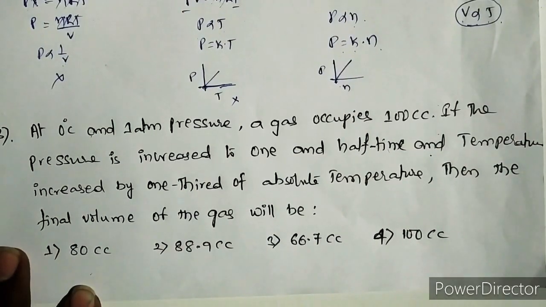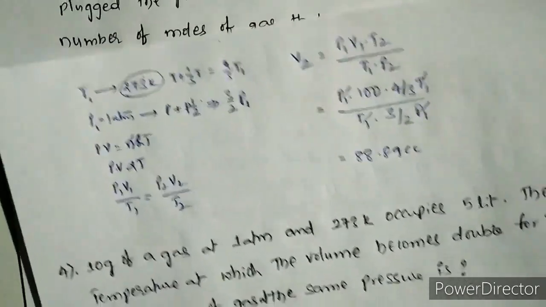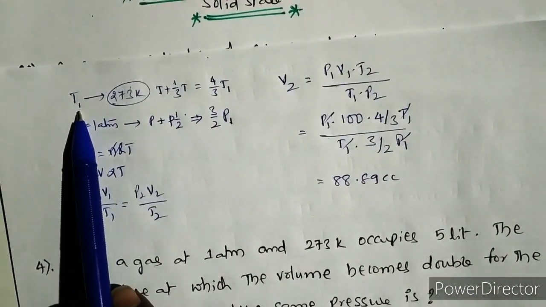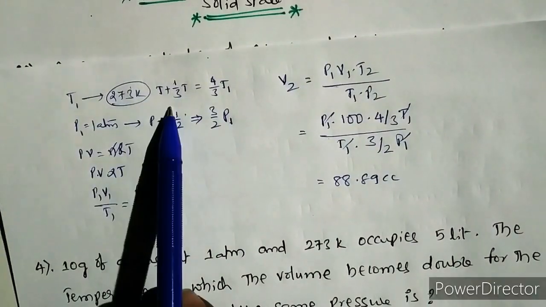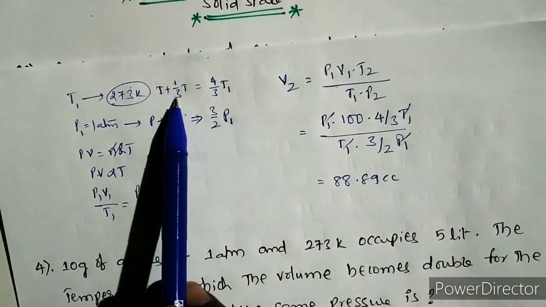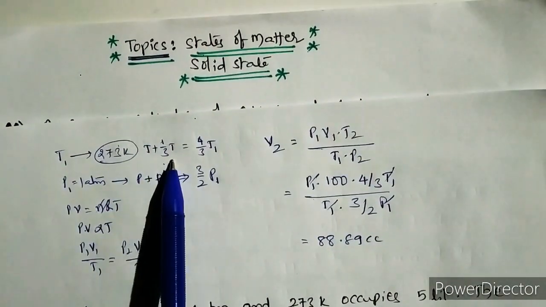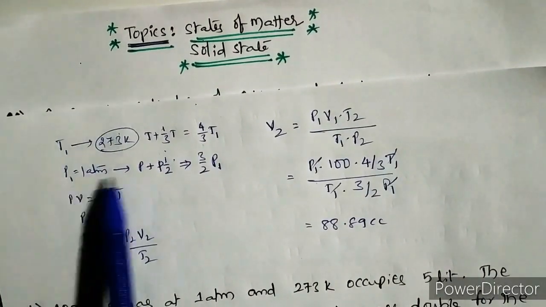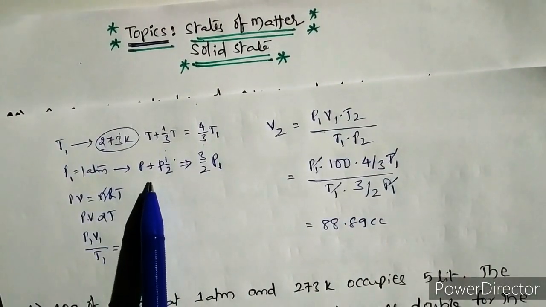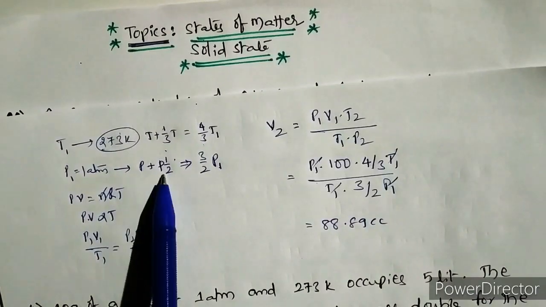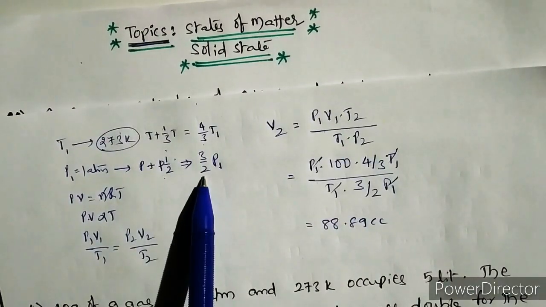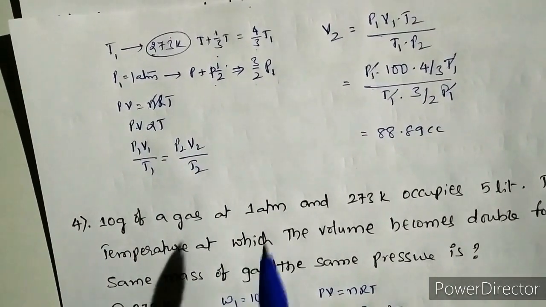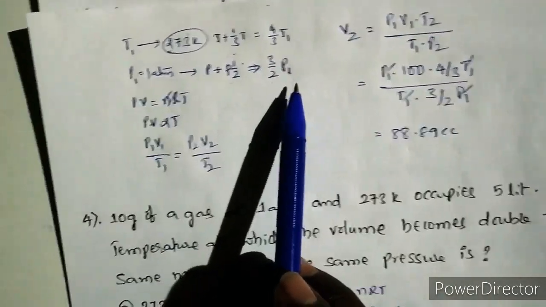If you do these substitutions, what is given earlier? T1 is the absolute temperature, to which 1/3 is added. So it is T plus 1 by 3 T. So the final temperature is 4 by 3 T. Initially pressure P1 is increased by 1/2 times of this. So the final pressure is 3 by 2 into P. Now the initial volume is given already, and the final volume you have to find.